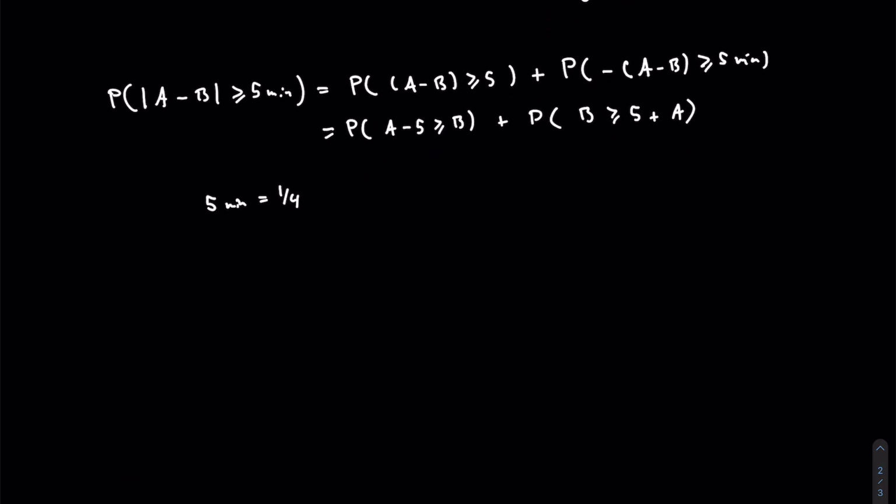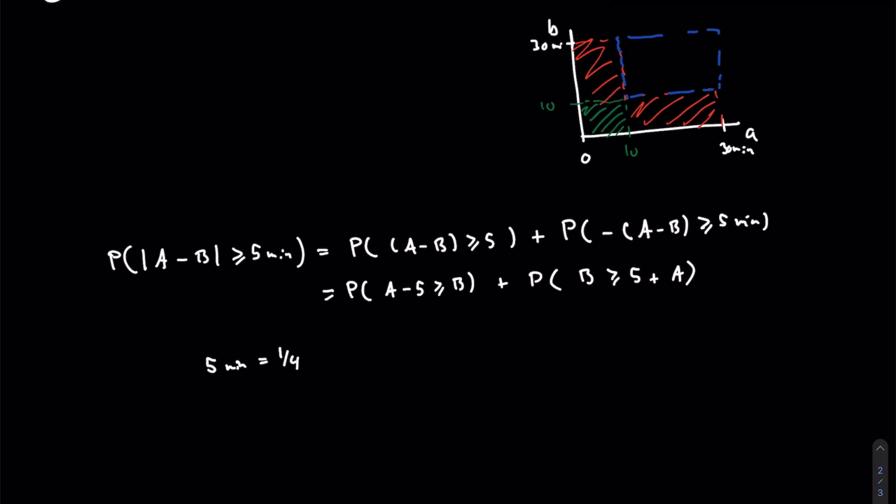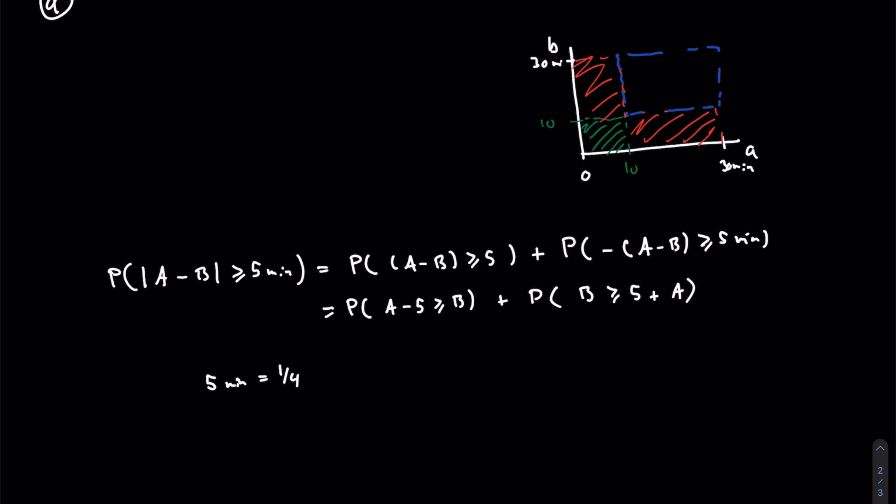Okay. And now I'm going to use these equations to draw out the feasible region of where there is an overlap between Alice's and Bob's arrival time when they're within 5 minutes of arriving. Okay, start with this one.